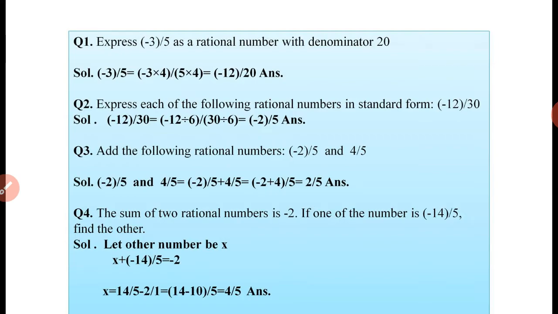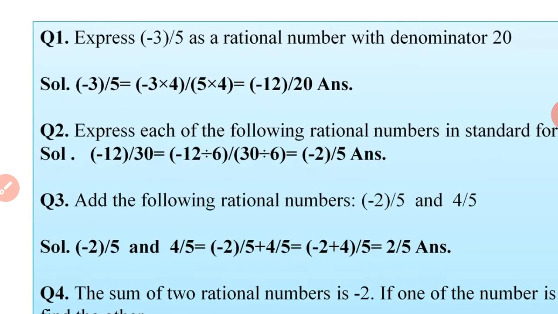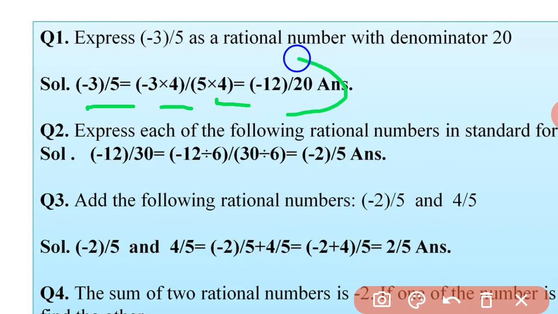So when we convert this denominator to 20, we have to multiply this 5 by 4. So we will multiply both numbers, that is minus 3 and 5, by 4. So minus 3 into 4 and 5 into 4, it will become minus 12 upon 20. So here the answer will be minus 12 upon 20.